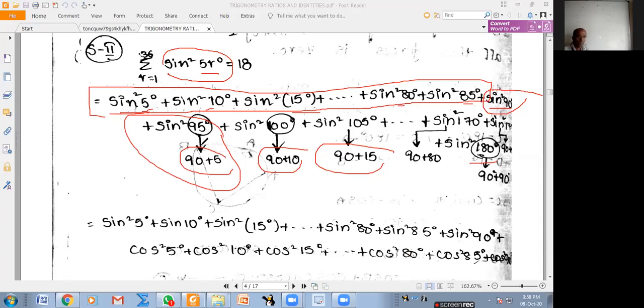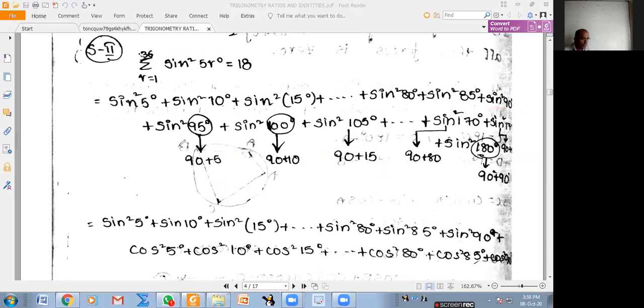Sin of 90 plus theta is cos theta. So this will become cos square 5, this will become cos square 10, this will become cos square 15, and so on. That's my next step. How did this sin square 95 become cos square 5? Sin square of 90 plus 10 is cos square 10. Sin square of 90 plus 15 is cos square 15. And so on.